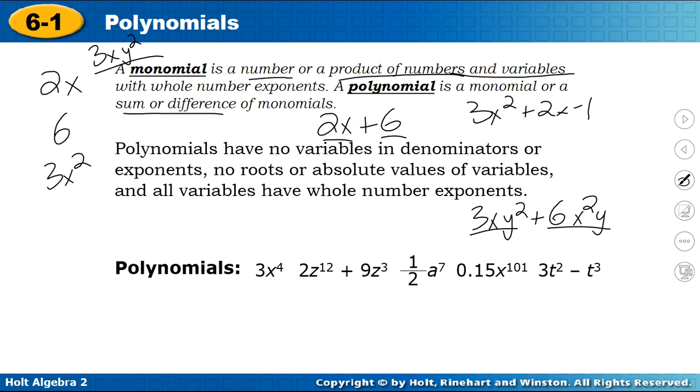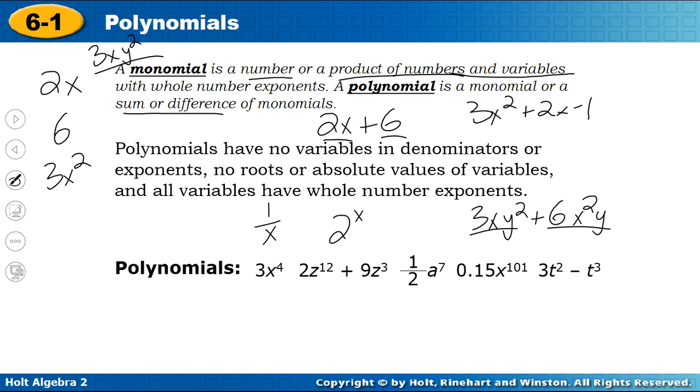Polynomials have no variables in the denominators or exponents, no roots or absolute values. Basically nothing goofy looking, like 1 over x, or something like 2 to the x power, or absolute values of variables, like the absolute value of y. Those would not be considered monomials or polynomials. You can see some examples down there as well. So that's what a monomial is, and that's what a polynomial is.